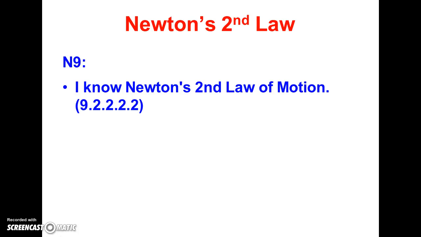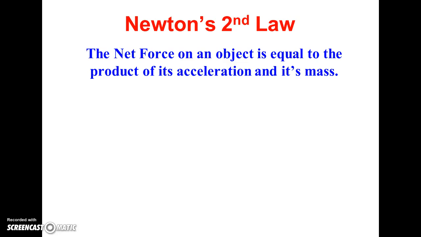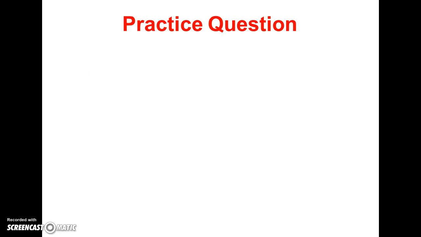This is a video on Newton's second law of motion. This is our learning target number 9 for this unit. Newton's second law just says that the net force on an object is equal to the product of its acceleration and its mass. That's just a long, fancy way of saying that force is equal to mass times acceleration. F equals ma.